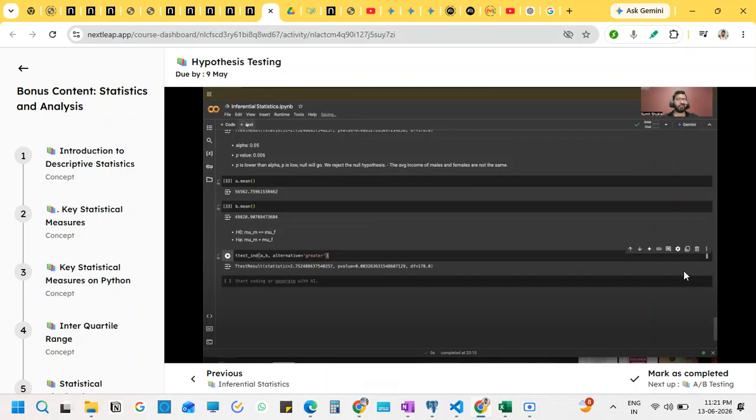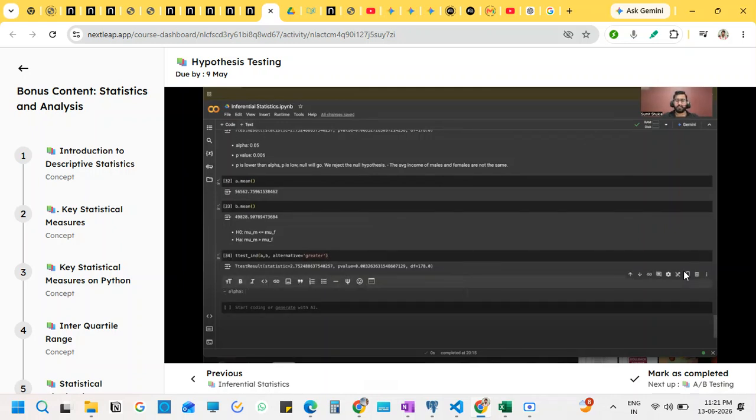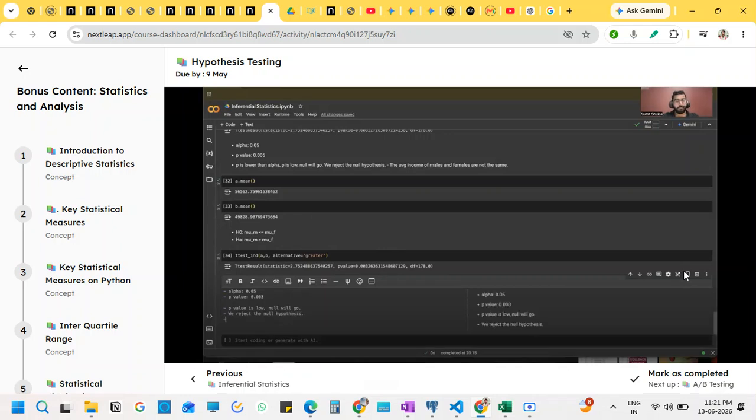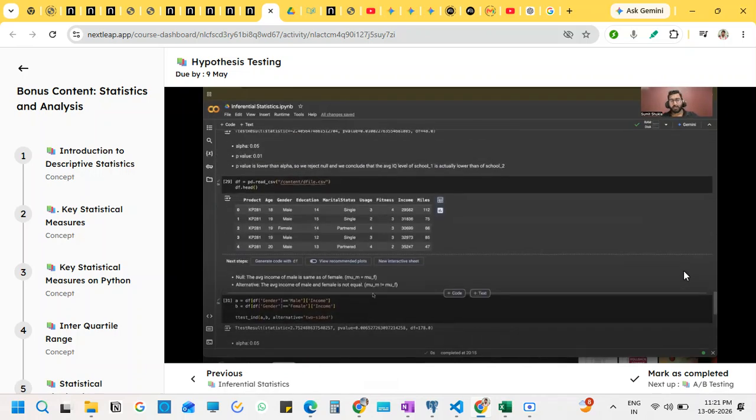So here p-value is 0.003. So my alpha is 0.05. My p-value is 0.003. Again, p-value is low, null will go. We reject the null hypothesis. That means the average income of males is greater than that of females. Okay. So that was about this particular module.